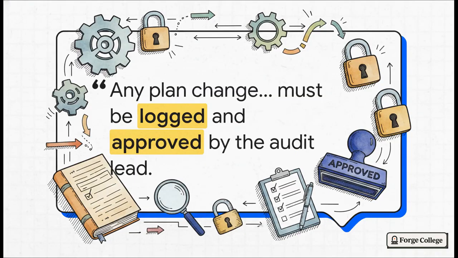And please, whatever you do, remember this ironclad governance rule. If the schedule, the scope, or the ownership shifts during the audit, and let's be real, it usually will, it must be logged with a reason and approved by the audit lead. Your final report needs to be entirely auditable and defensible. Reviewers need to see the decisions you made along the way, not just the bugs you found at the end.